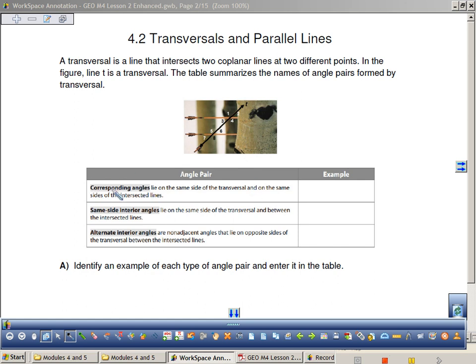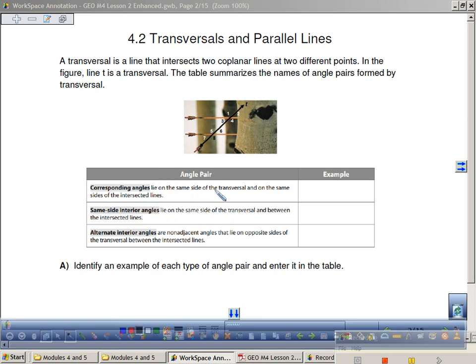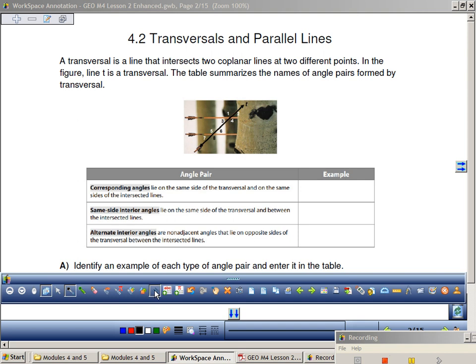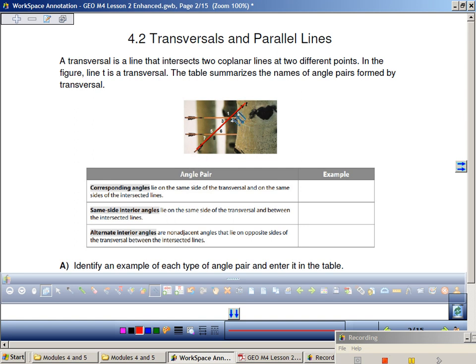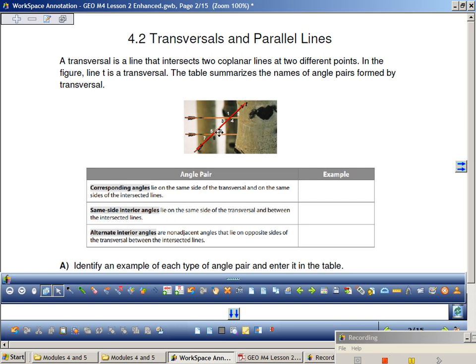So, corresponding. Corresponding angles are angles that lie on the same side. Now, when I'm talking about a side, I'm talking about the side of the transversal. The parallel lines go together. The transversal is the one that we're focusing on. So if I'm talking about the transversal, the same side of the transversal would be either this side of the transversal or this side of the transversal, if you're talking same side.